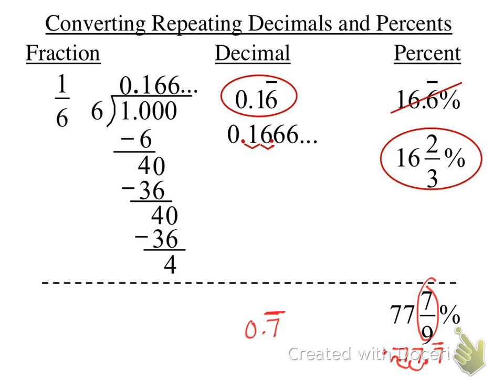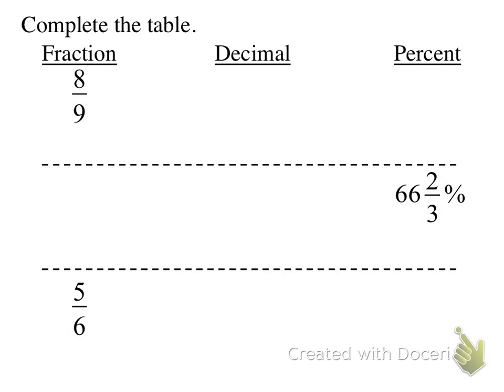And then the fraction would be 7/10. No, 7 over 9, because repeating decimals are over 9. So these are more repeats. Once you pause the recording.